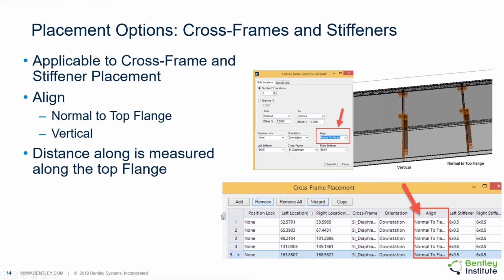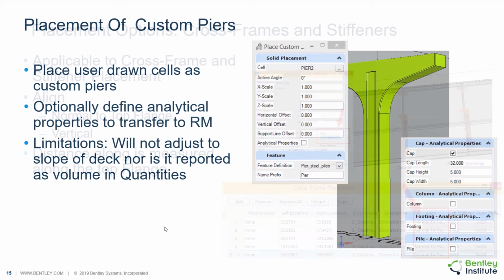Also something very quick here, an enhancement that seems minor, but in geometry calculations is big, is that now we can place the cross frames and the flanges that accompany them, following the cross frames too. Applicable to cross frames and stiffeners, we can align them normal to the flange or vertical. And it's just a matter of toggling this when we lay out cross frames.